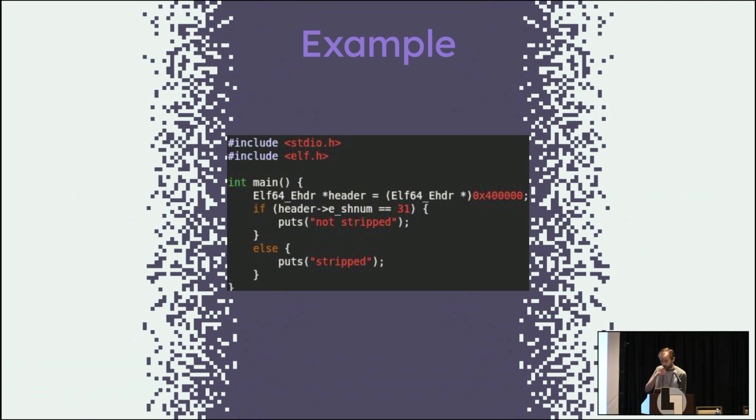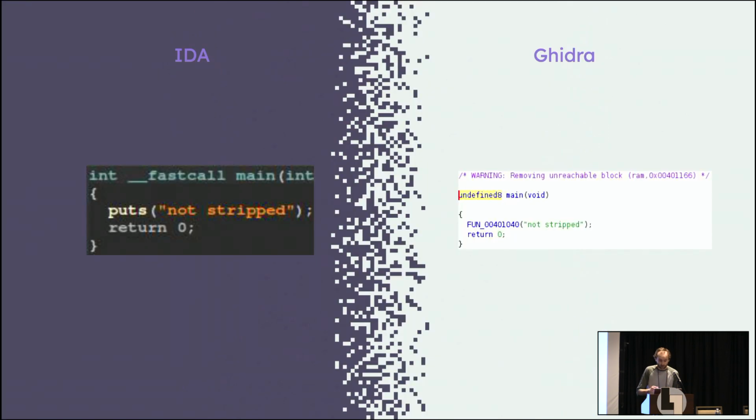We know our ELF header is at a fixed address, that 4000, et cetera. We're just going to reference it directly by that address, compare that value to 31, and then see what it looks like. And again, this works pretty well. You put this in the decompiler when unstripped, and both IDA and Ghidra have the exact same output. Trust me, I know you can't see the one on the right. They're just going to optimize that whole function to just the message that says not stripped.